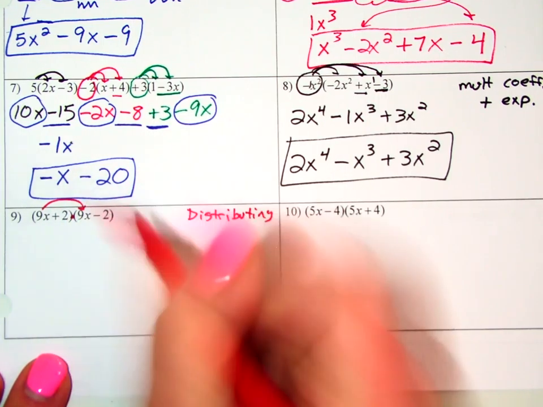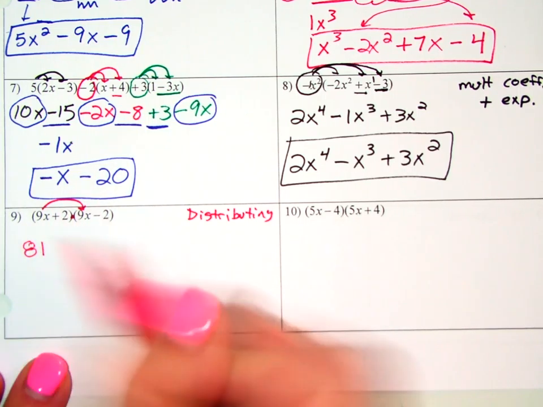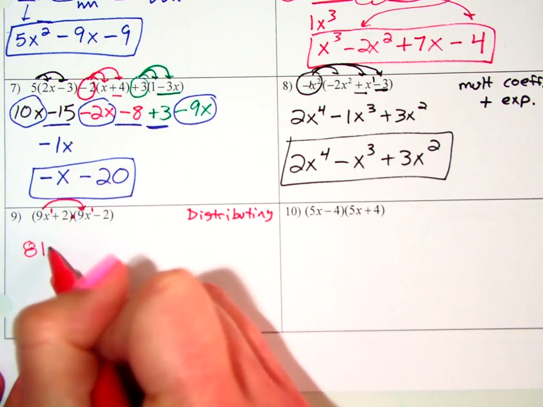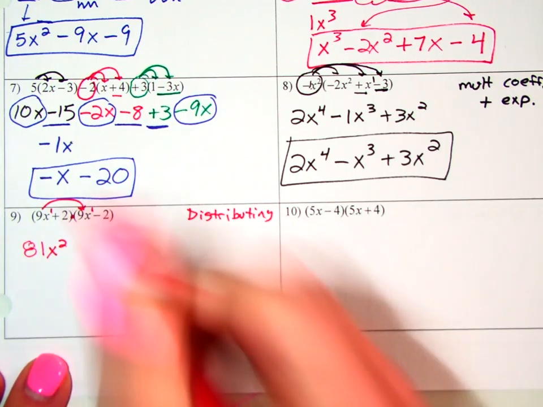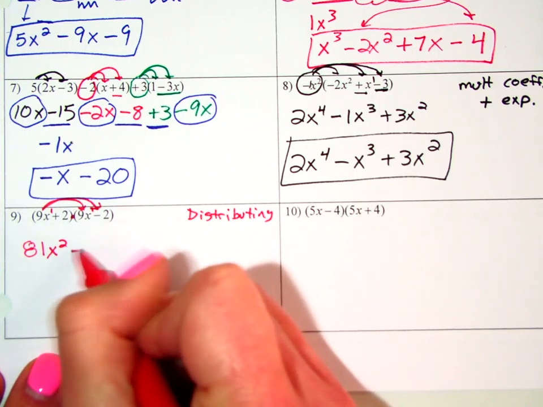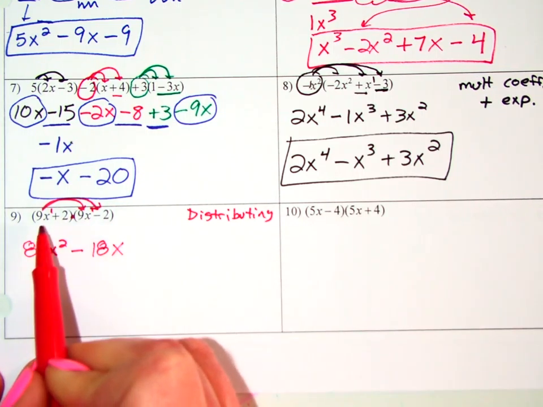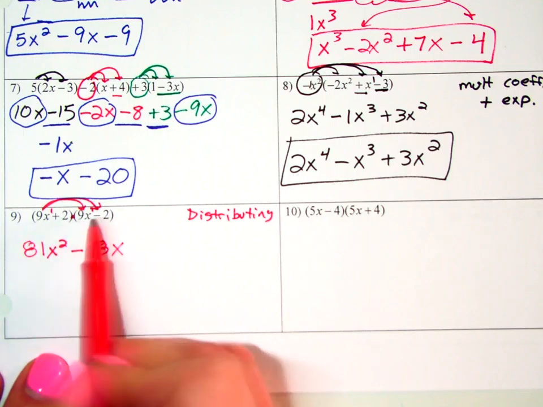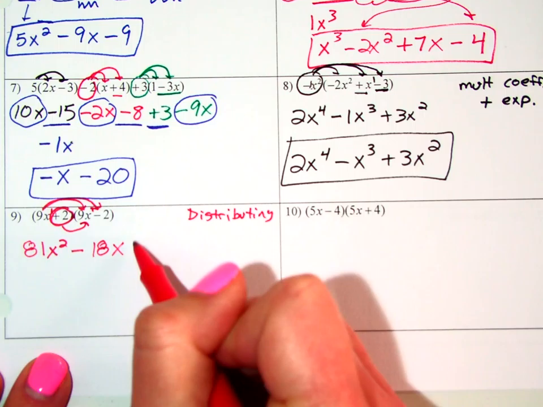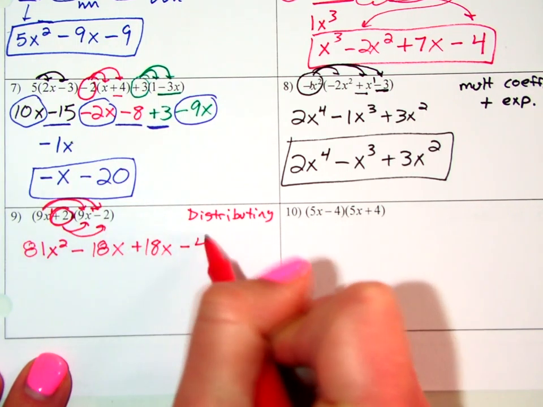So we're going to do 9x times 9x. Well, 9 times 9 is 81. And remember, again, we're multiplying. So these exponents of 1 we're adding. 1 plus 1 would give me x squared. Then 9x times negative 2 would be a negative 18x. Now I've distributed this to everything in the second parenthesis, so I move on to the next thing, which is my positive 2. So positive 2 times 9 would be positive 18x. Positive 2 times negative 2 would be negative 4.